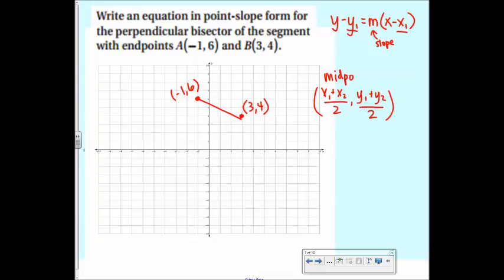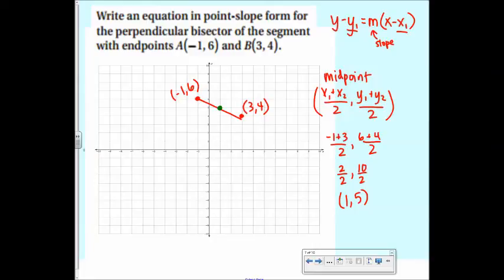So the midpoint of this would be x1 is -1 plus 3 over 2, and y1, 6 plus 4 over 2. Now I'm going to simplify these, and I end up with 2 over 2 and 10 over 2, which further simplifies to the point 1, 5. So my midpoint then is 1, 5. So there's my midpoint.